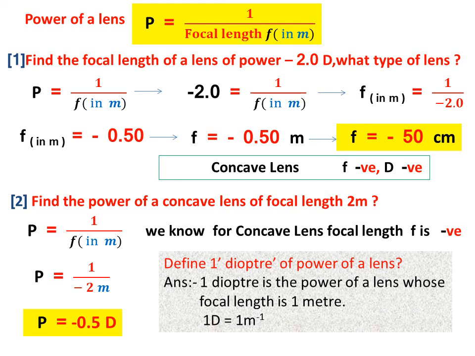And what is a diopter? The question arises here: define 1 diopter of power of a lens. So we can say 1 diopter is the power of a lens whose focal length is 1 meter. The formula is P is equal to 1 upon f in meter, and 1 diopter is equal to 1 meter inverse.